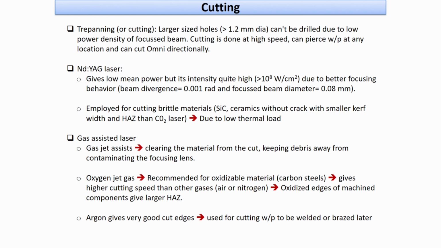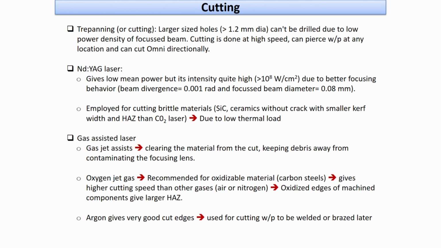Nd:YAG laser gives low mean power, but its power density is very high. It is more than 10 to the 8 watt per centimeter square. Because of its better focusing behavior, beam divergence is very less, 0.001, and focused beam diameter is 0.08 millimeter. That's why this Nd:YAG laser is used for cutting brittle materials, silicon carbide, ceramics without crack, with small kerf width and small heat affected zone than CO2 laser, because of this low thermal load in case of Nd:YAG laser.